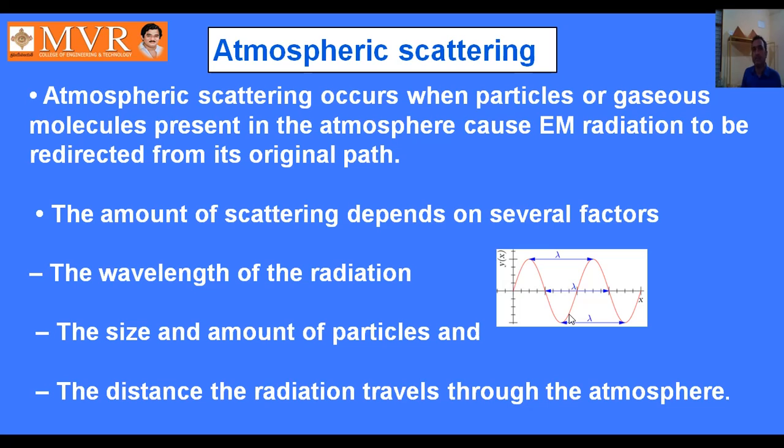What is atmospheric scattering? Atmospheric scattering occurs when particles or gas molecules present in the atmosphere cause electromagnetic radiation to be redirected from its original path. So, as I already explained, redirected from its original path. This scattering depends upon two parameters. One is the incident radiation wavelength, and the second is the size of the particle. These two are the main important factors for the scattering process.